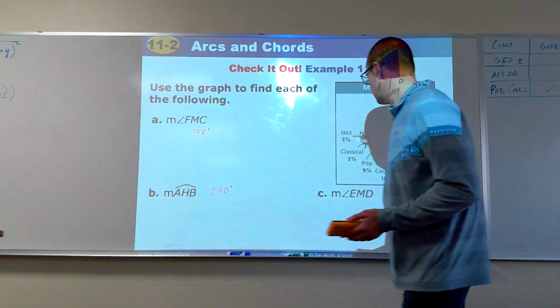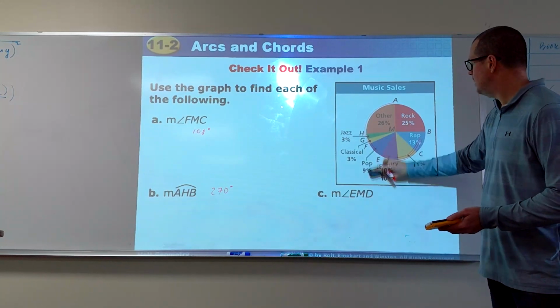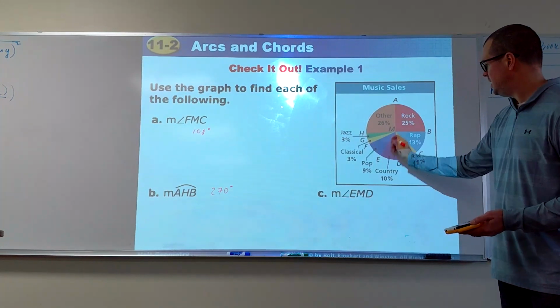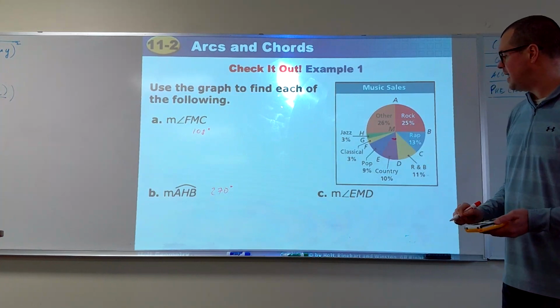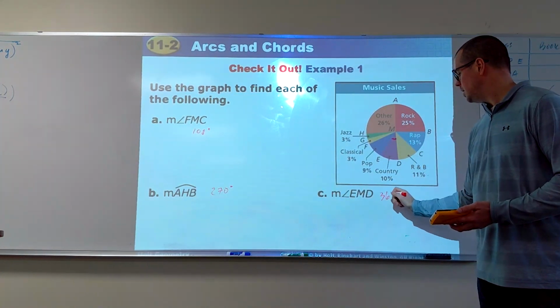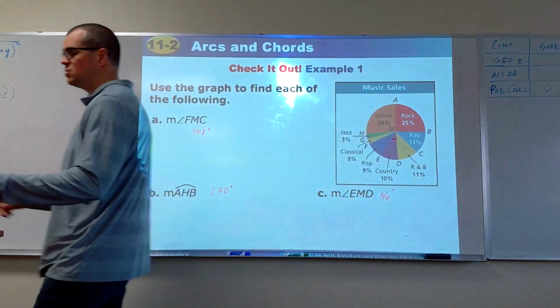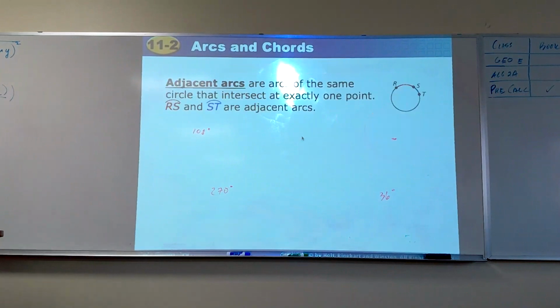All right, angle EMD. So that's an angle. EMD is the little purple piece of pie. 10%. 10% of 360 is 36 degrees. So make sure you realize what you're dealing with, arc or angle.